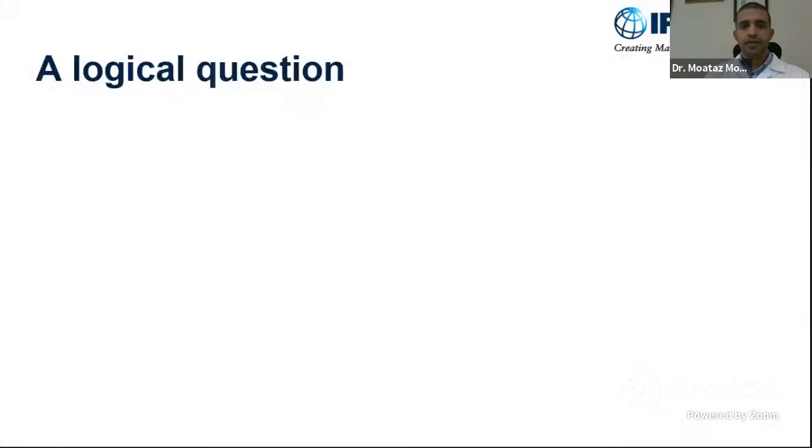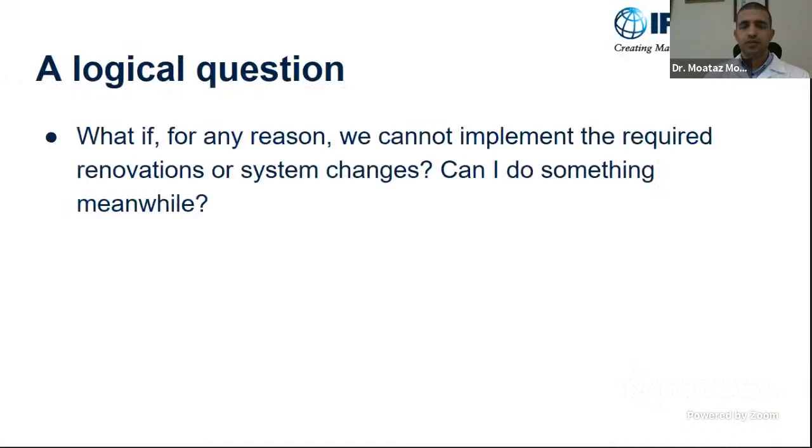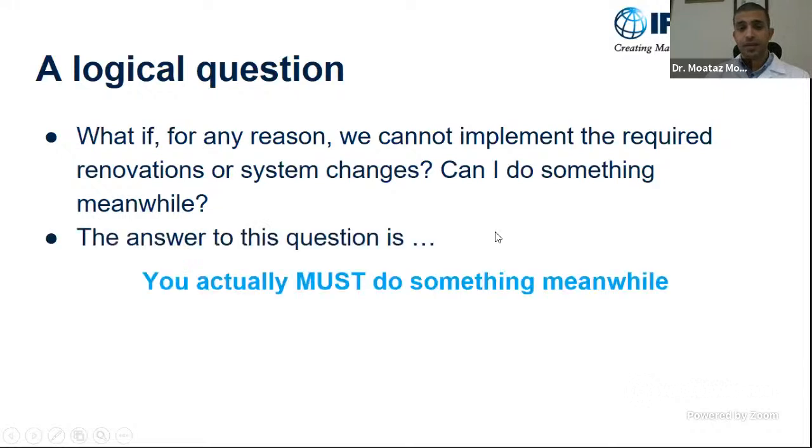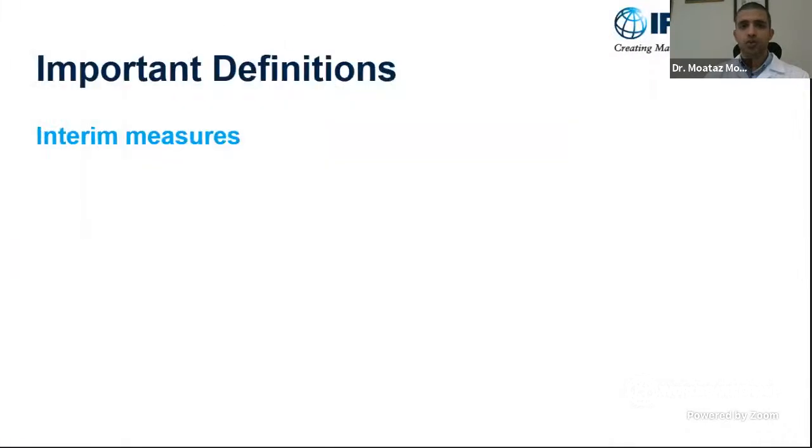So this will take us to the logical question. What if, for any reason, you cannot implement these required innovations or system changes? Can I do something meanwhile? And the answer is, you have to. It's a must. You must do something meanwhile. So what can you do?